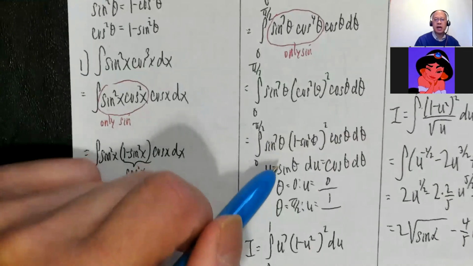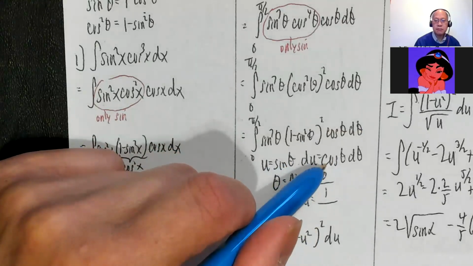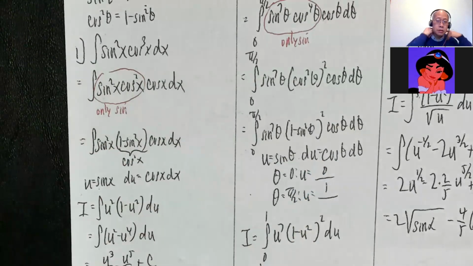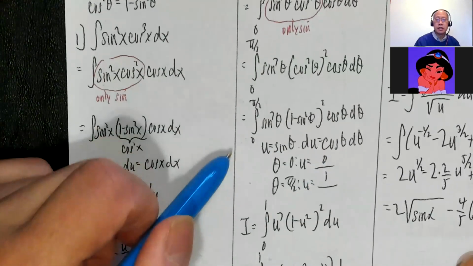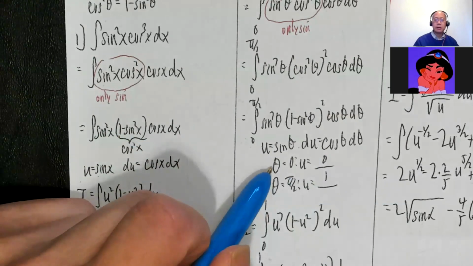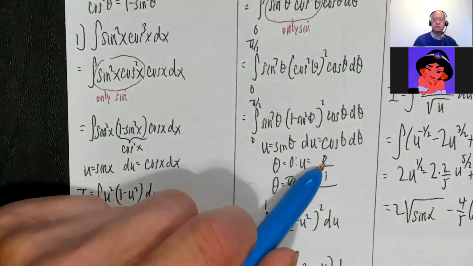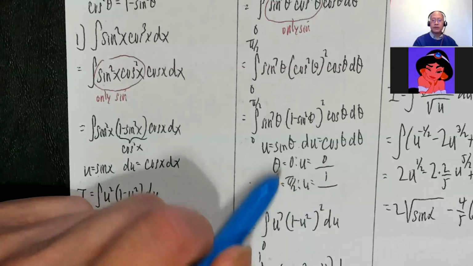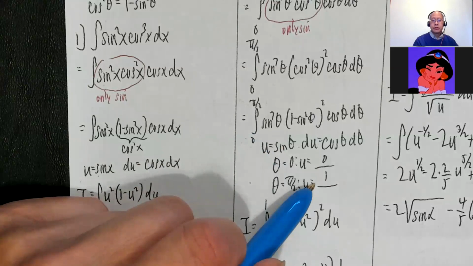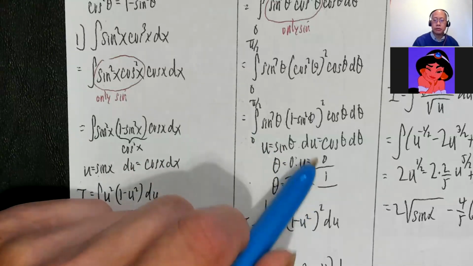Okay, so u equals sine of theta, du equals cosine theta d theta. This is a definite integral, which means I change the limits of integration. When theta goes from 0 to pi over 2, what happens to u? So I plug in. If theta is 0, sine of 0 is 0, so u is 0. If theta is pi over 2, sine of pi over 2 is 1. So that means as theta goes from 0 to pi over 2, u goes from 0 to 1.